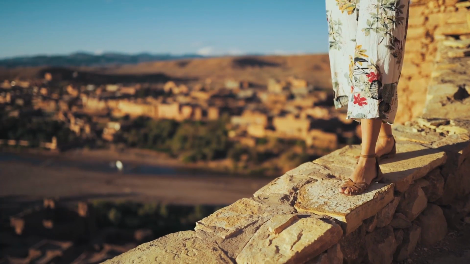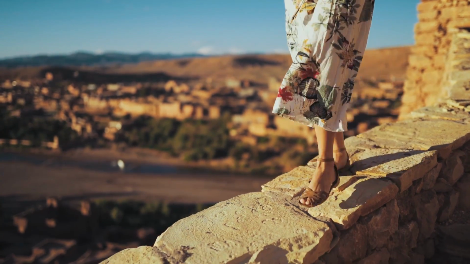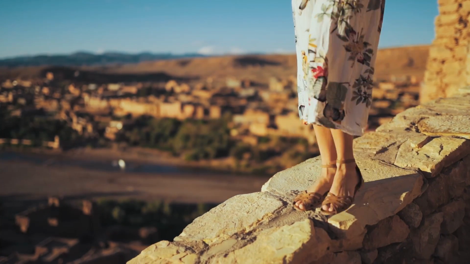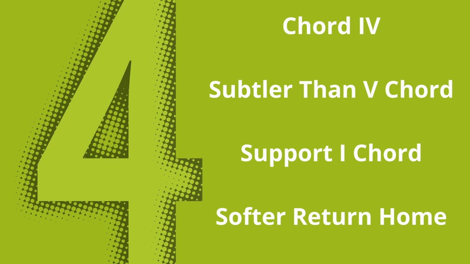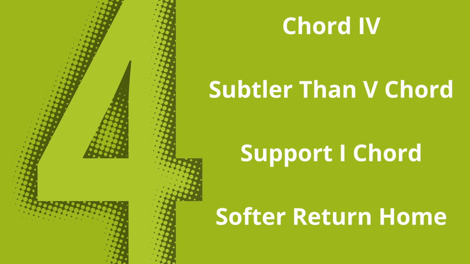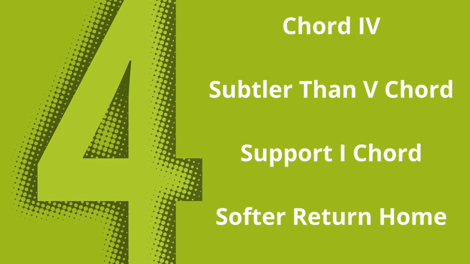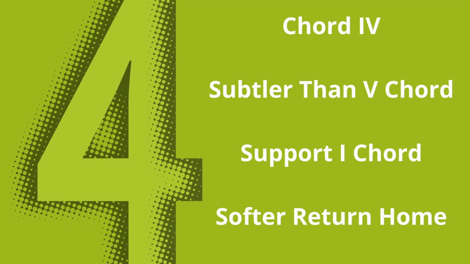The secret of songwriting is balancing these chord changes to provide certain emotions and to drag a song in a certain direction. Chord 4 is more like a subtle version of 5. It provides support for 1 and has a feeling of returning home, but is somewhat softer in its approach than chord 5.